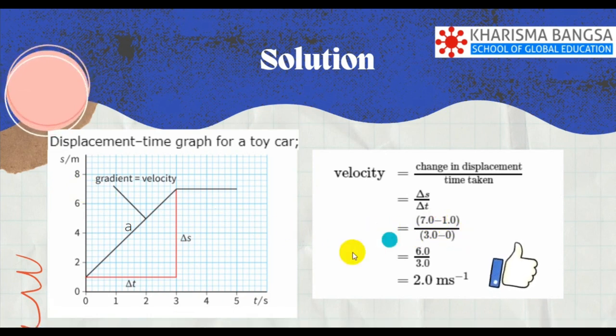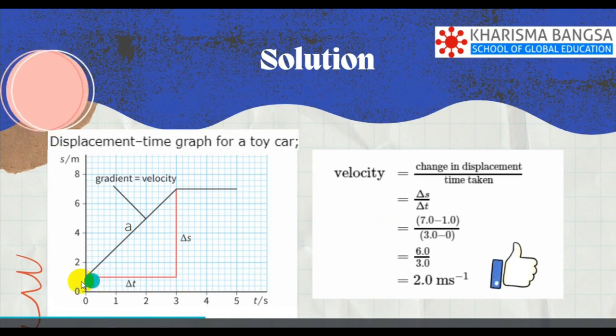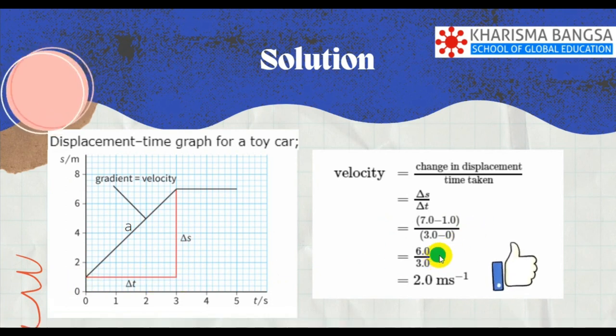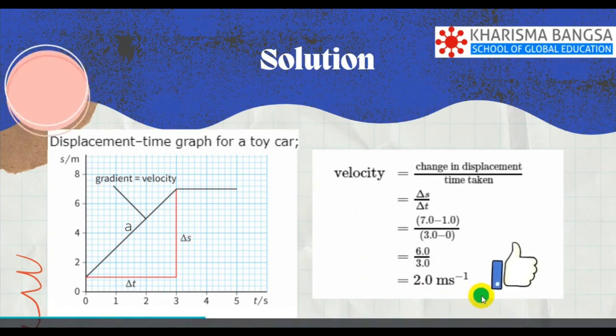And the delta T is 3 minus 0. So 7 minus 1 is 6 and 3 minus 0 is 3. So 6 divided by 3 is 2. So the velocity in this question is 2 meters per second.